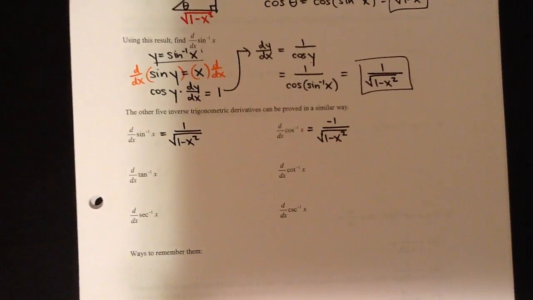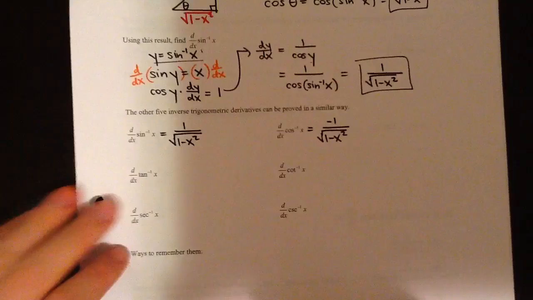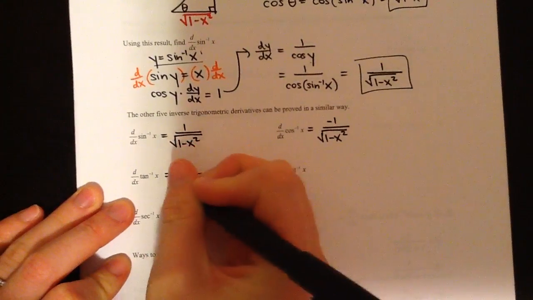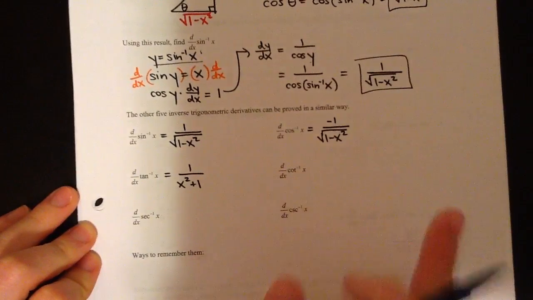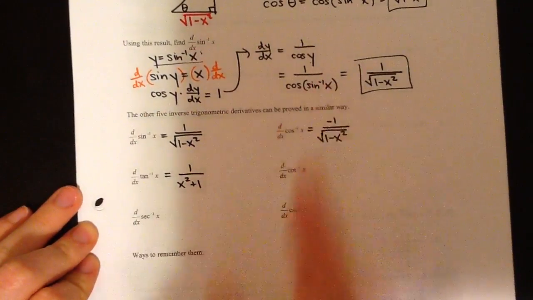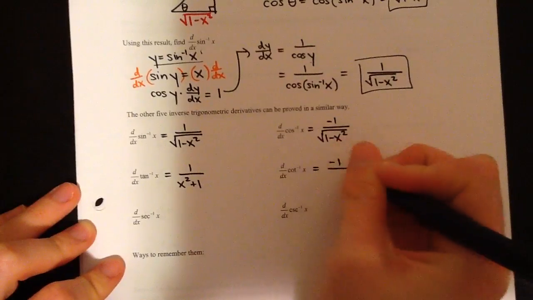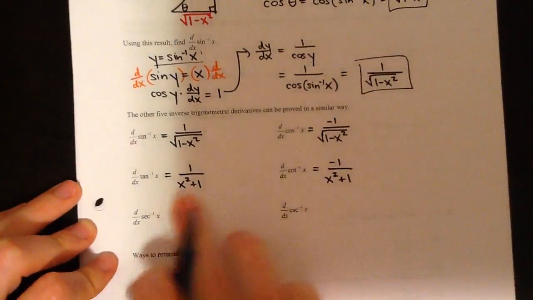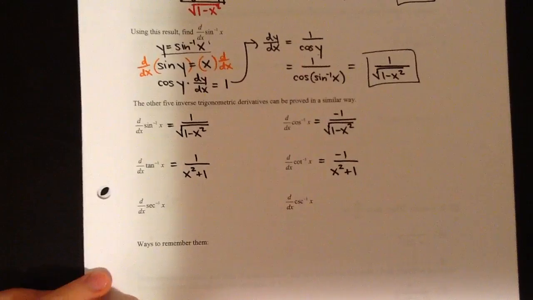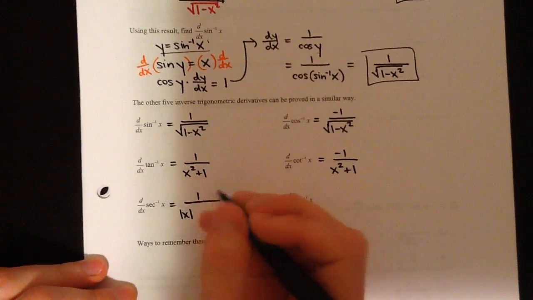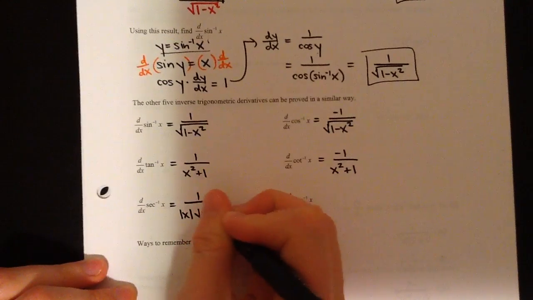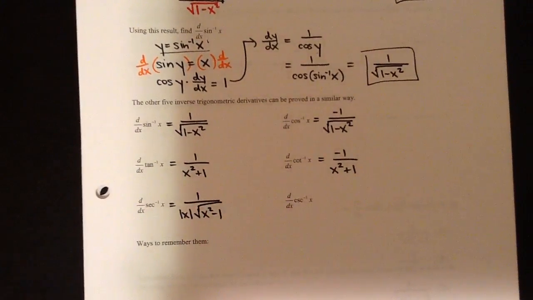Again, we mentioned that the other 5 can be proved in a very similar way, so we're not actually going to go through any of the proofs. I would be happy to show you any of them. Tangent inverse is 1 over x squared plus 1. And then remember, cotangent would give us a negative derivative. So in all of this mush, we would end up with a negative in the numerator. So these two are identical with the exception of the negative. And then secant is a fun one. We've got 1 over the absolute value of x, times the square root of x squared minus 1.